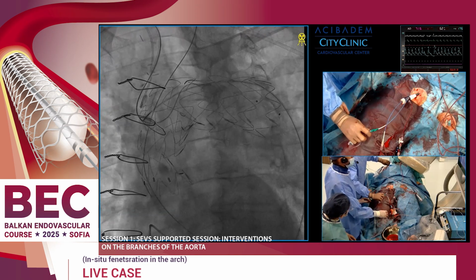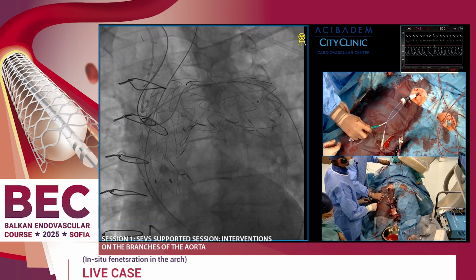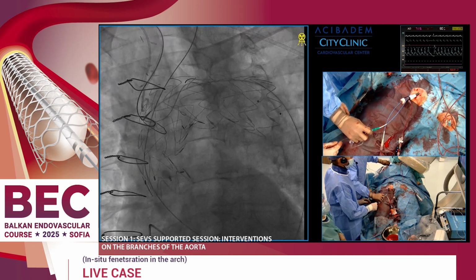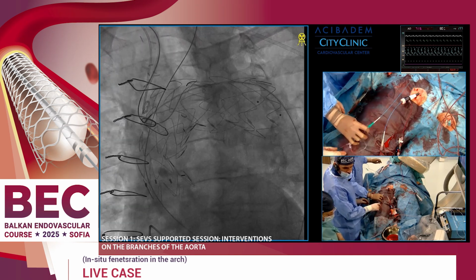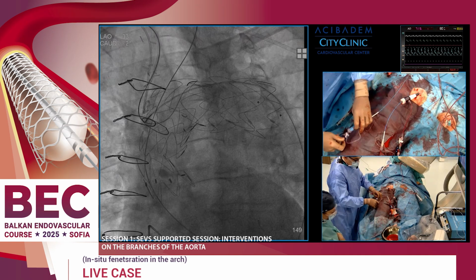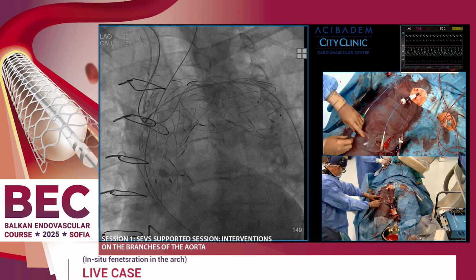There are several options. Multi-purpose or right Judkins. Probably right Judkins would be better. Okay. Let's change. We are going to take a right Judkins catheter.